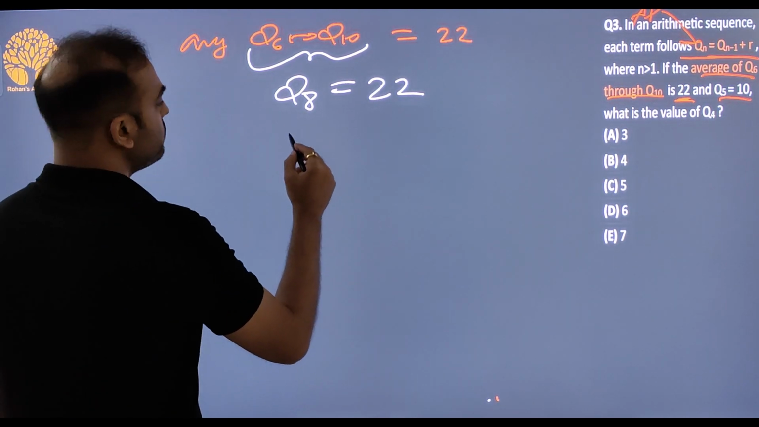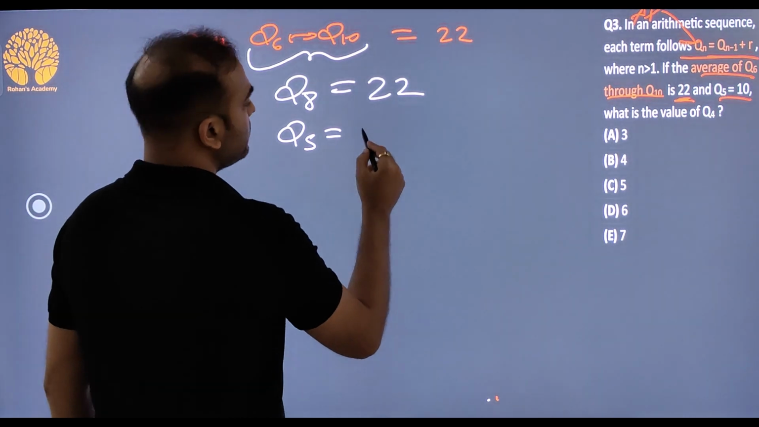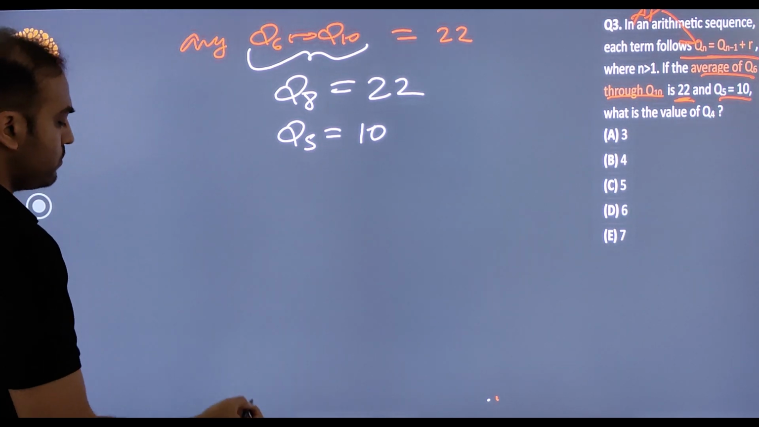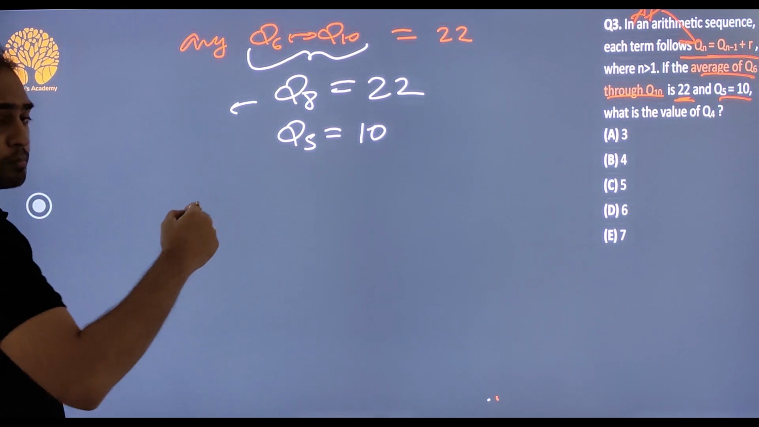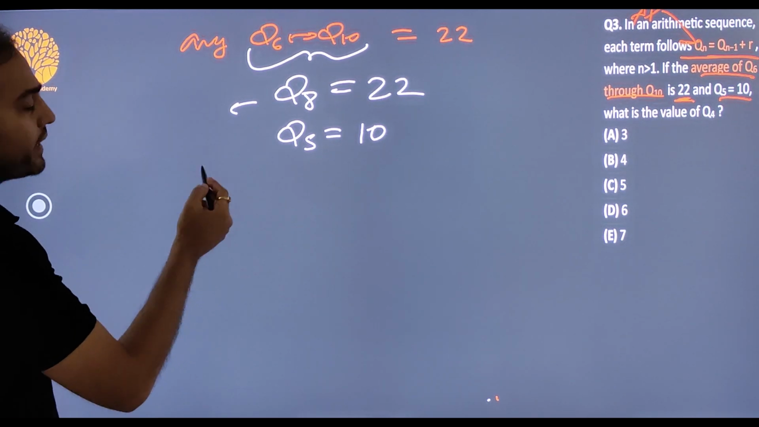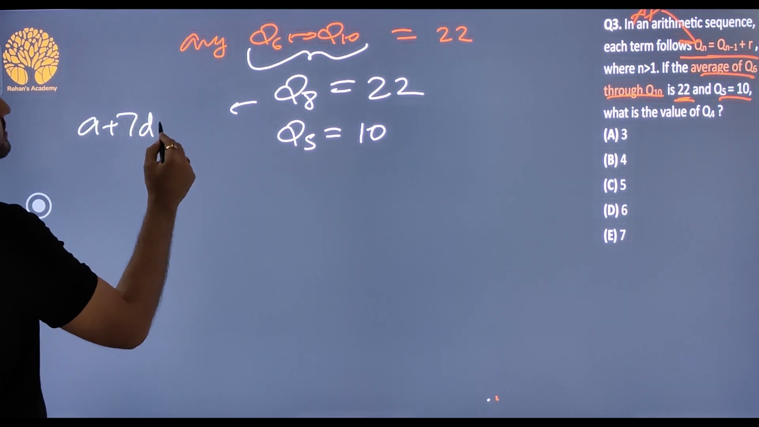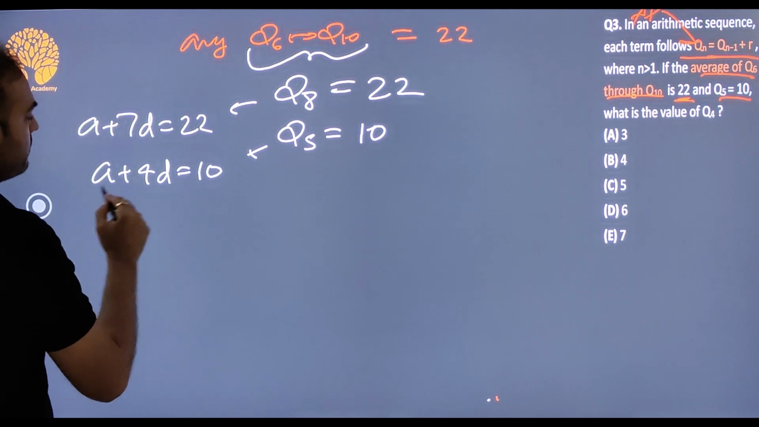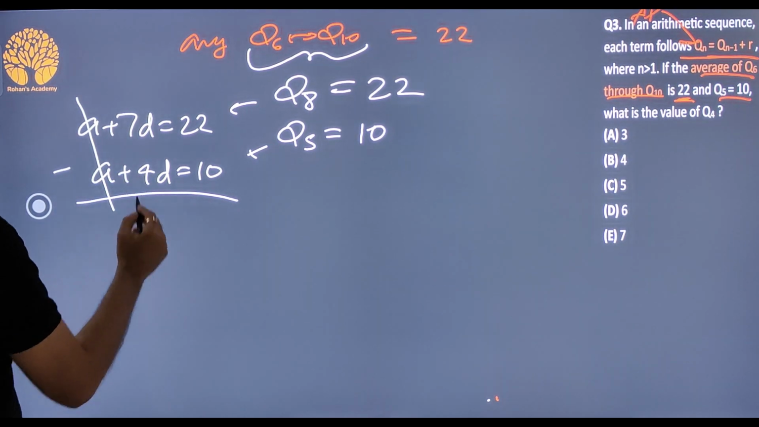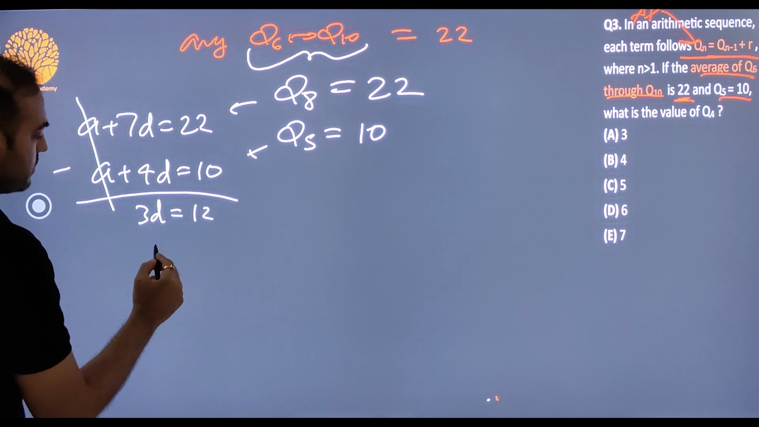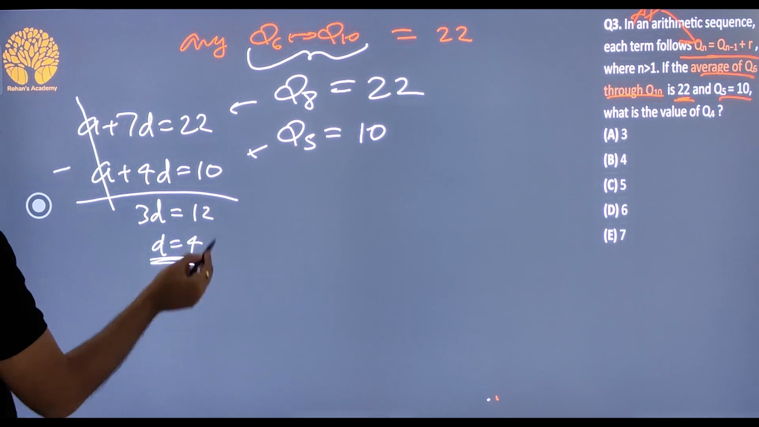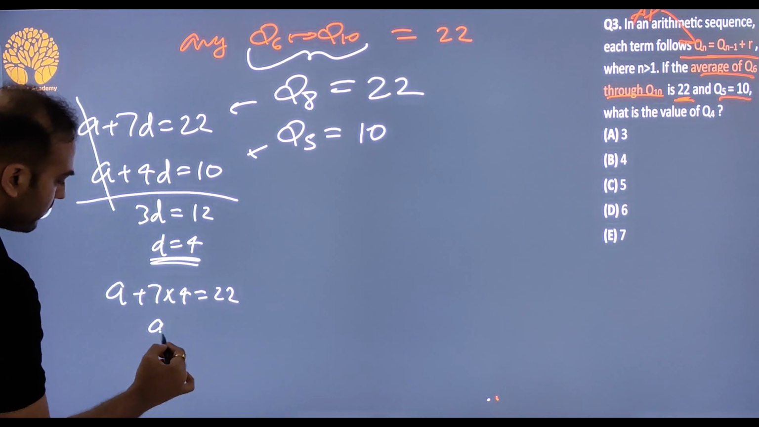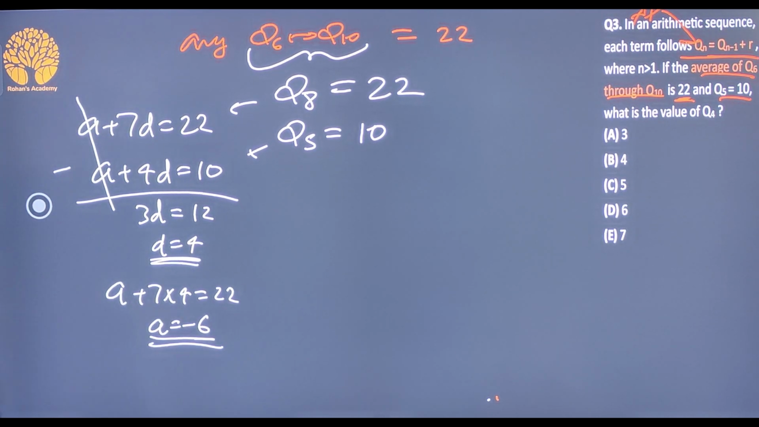And we also know Q5 is 10. Now one way to solve, like good students, is to apply the formula. Q8 is A plus 7D, which is 22. Q5 is A plus 4D, which is 10. Subtract, and you get 3D is equal to 12, so D is equal to 4. Plug it back in: A plus 7 times 4 is 22, so A is minus 6. We get the first term.